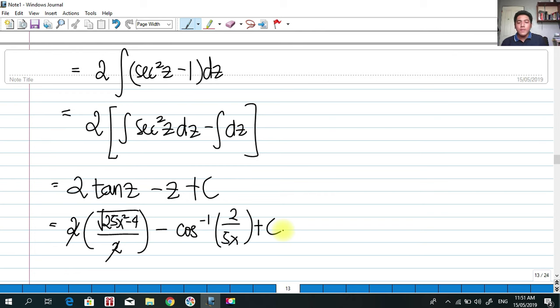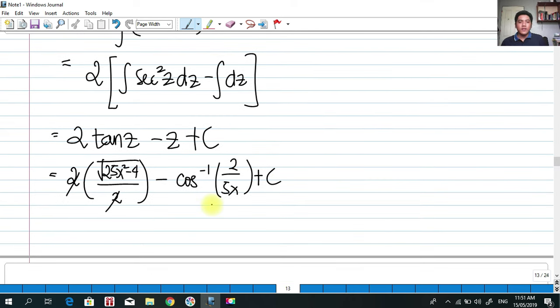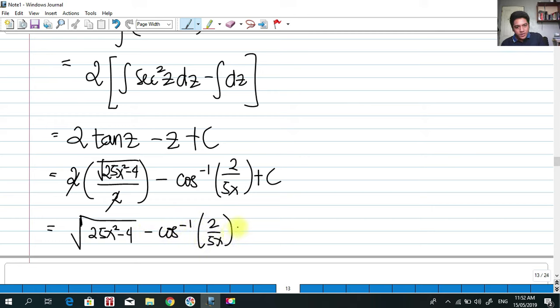And again, you can get the z in a different trigonometric function based on the choices. But of course, I only use the cosine function, so you are not limited to do that. You can use tangent or whatsoever you want. So this would result in the square root of 25x squared minus 4 minus the arc cosine of 2 over 5x plus c.